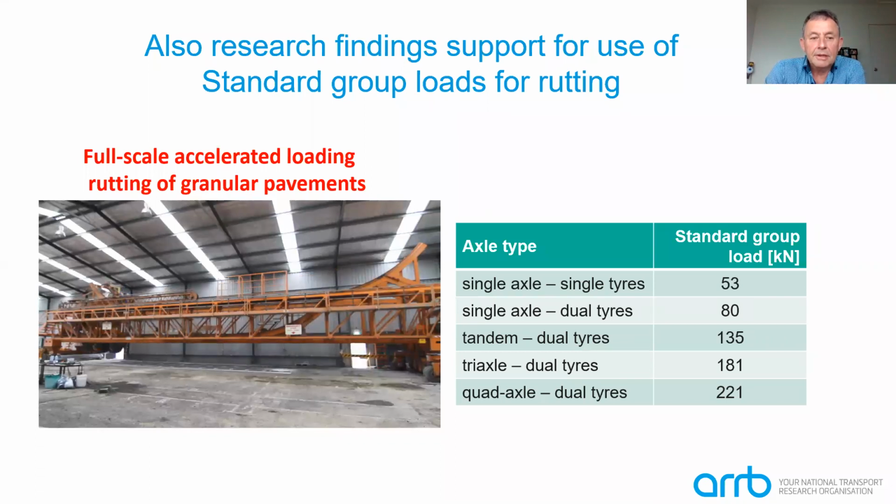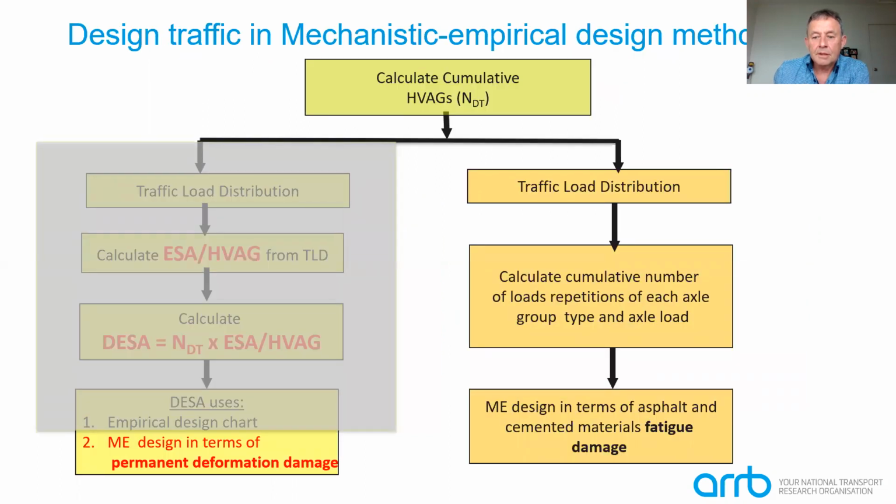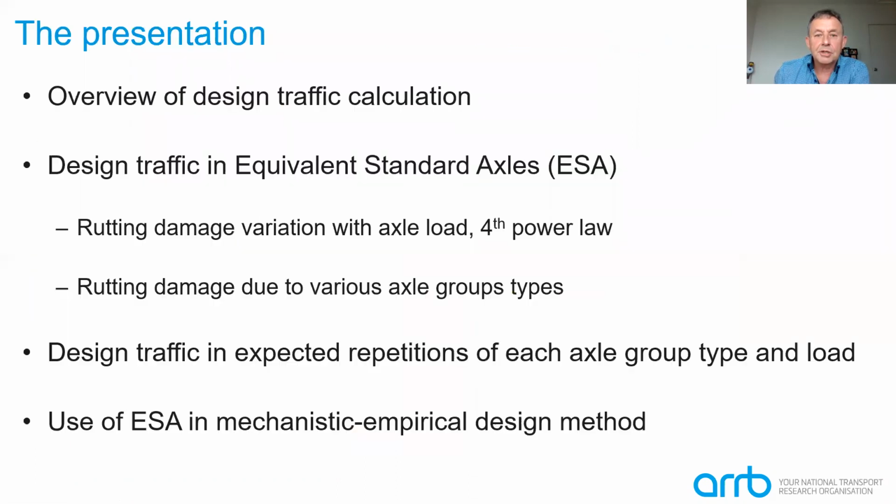We're really relying on the information we've obtained from these sorts of experiments to reinforce the fact that we think it's better represented in terms of a fourth power and the use of these standard axle group loads, rather than using the fundamental approach of looking at each of the repetitions of each axle group type and load. So we're comfortable using the fourth power approach and the ESAs in the mechanistic method for permanent deformation. Just to reinforce it then, we use the fundamentals, looking at the number of repetitions of each axle group load and type, for fatigue in terms of cemented and asphalt materials. But in terms of deformation of the pavement in the mechanistic method, we use an ESA approach.